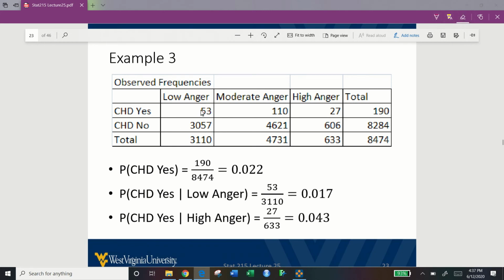Next, we were asked to find what is the probability that the patient has heart disease given that they have high anger. In a similar fashion, we will have the frequency of a patient who is both high anger and has heart disease over the frequency of just having high anger. So 27 over 633. The probability of this event is 0.043.